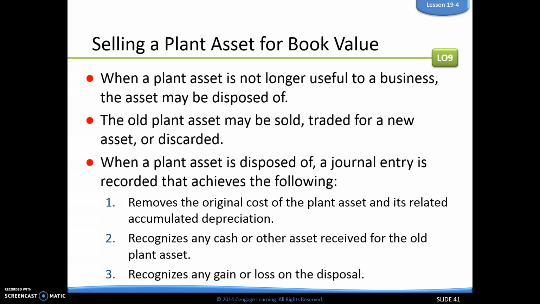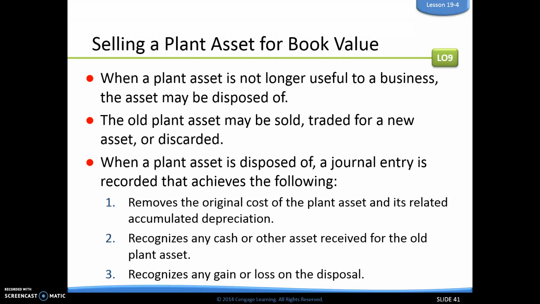When that plant asset is no longer useful for the business, that asset has to be disposed of. And we know that it can be disposed of either by selling it, by trading it for a different asset, or by discarding it. Now, any of those three options are going to require us to do the following journal entry that is going to do three different things. The first is that it removes the original cost of the plant asset and its related accumulated depreciation.